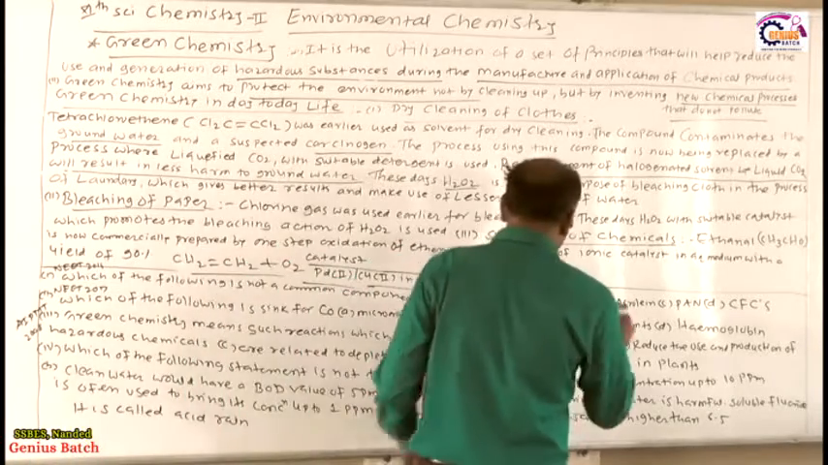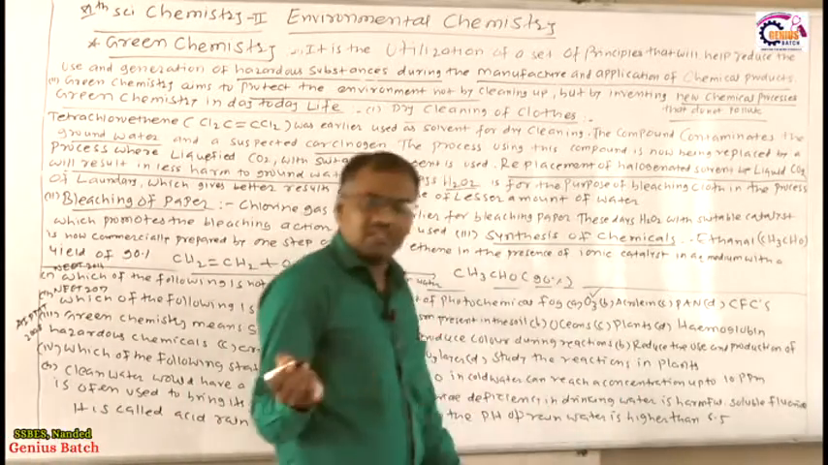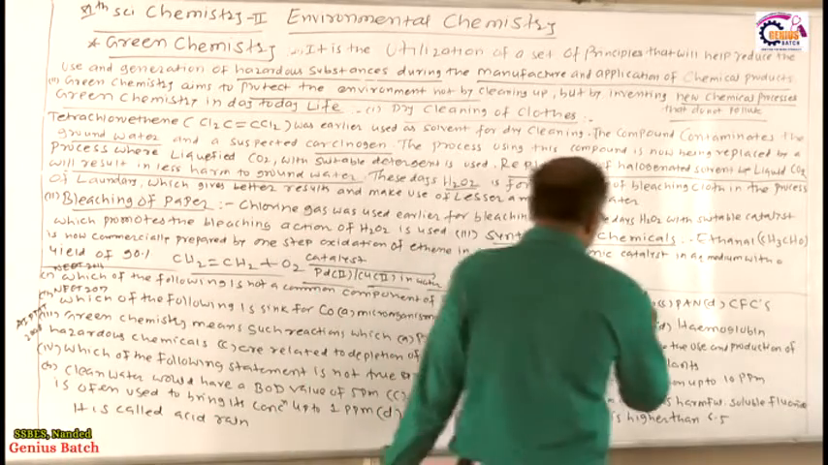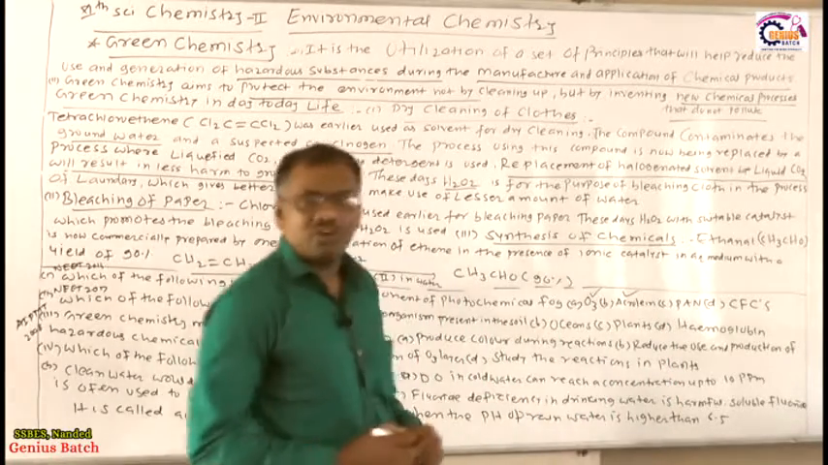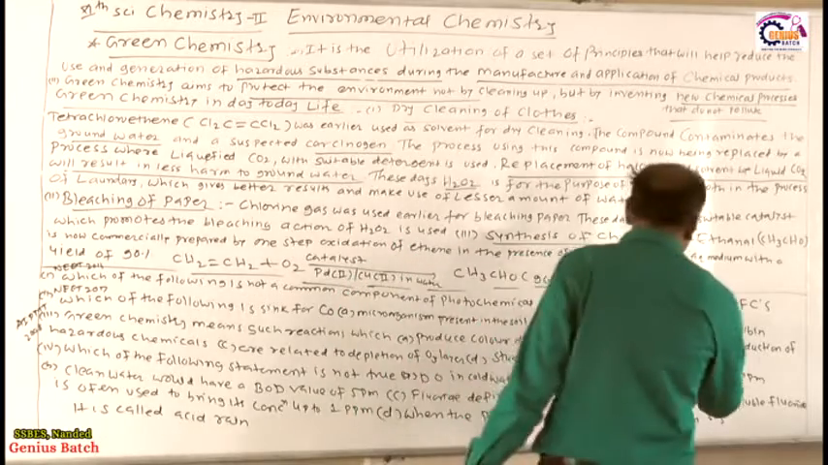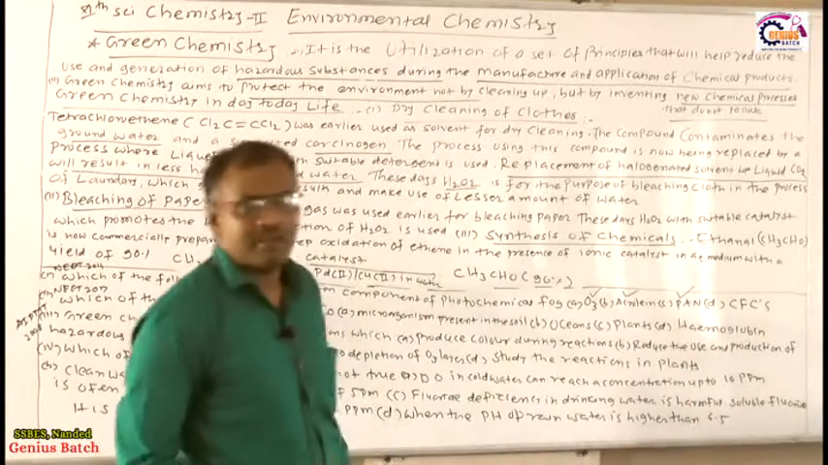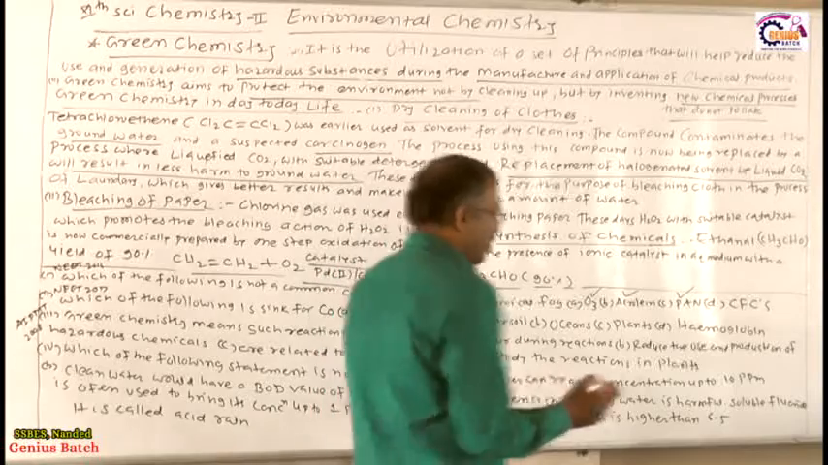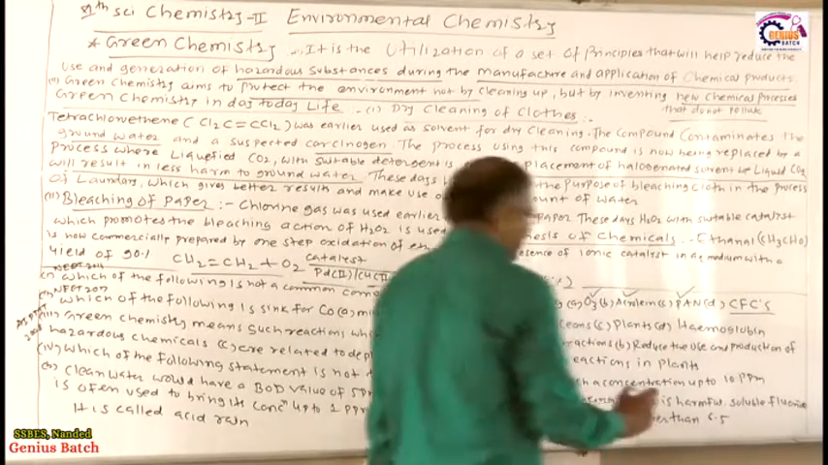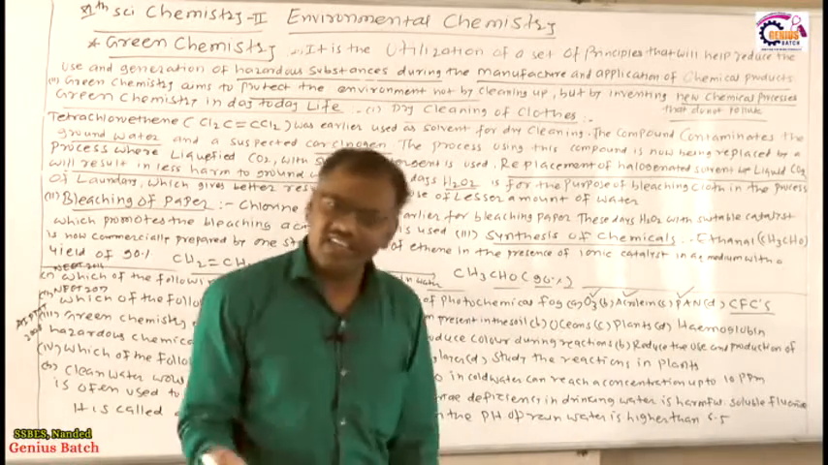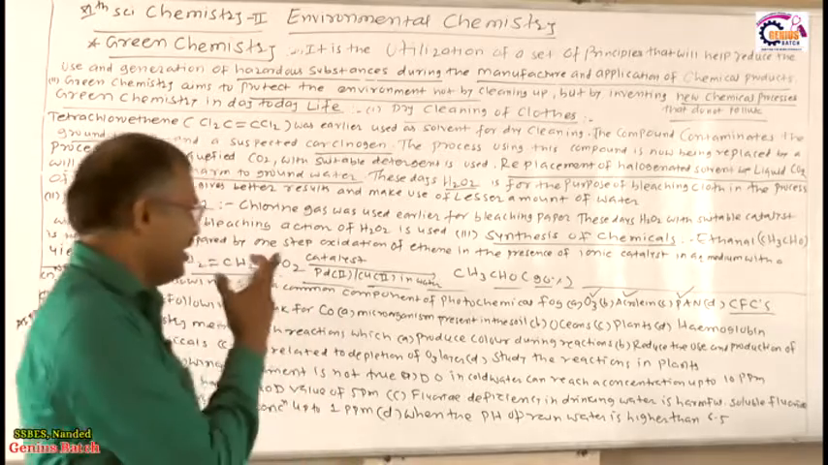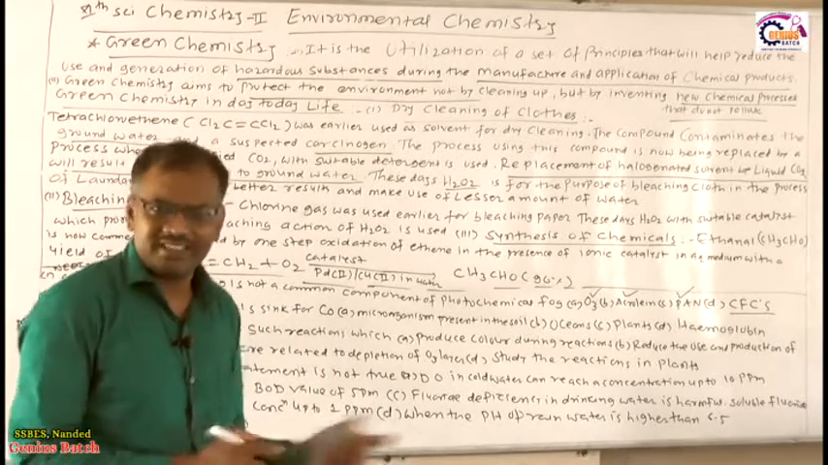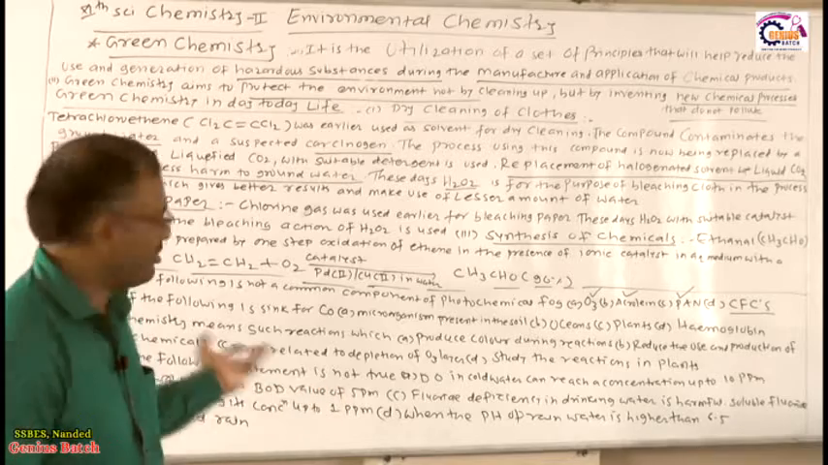Out of these, which is not a component of chemical fog? Ozone is a component of chemical fog. Acrolein is also a component. Peroxyacetyl nitrate is also a component. So chlorofluorocarbon is not a component. Therefore the answer is the last one, D. A very simple question that was asked in NEET 2014.